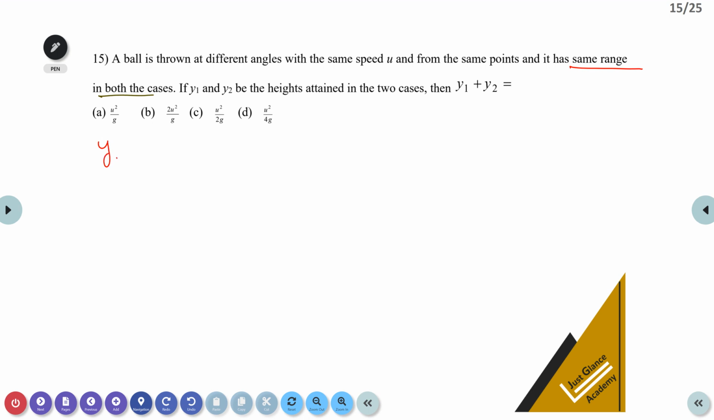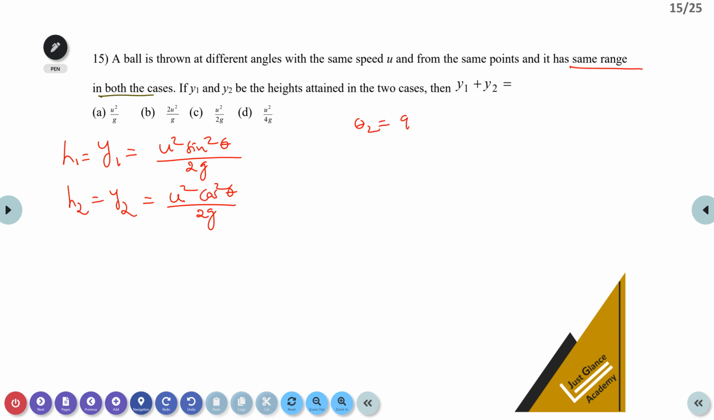First, height y1, that is h1, equal to u square into sine square theta divided by 2g. Second, h2, that is y2, equal to u square into cos square theta divided by 2g. Why am I writing cos square theta? Because the second angle theta 2 equals 90 minus theta, and sine of 90 minus theta equals cos theta. That's why I am writing like this.